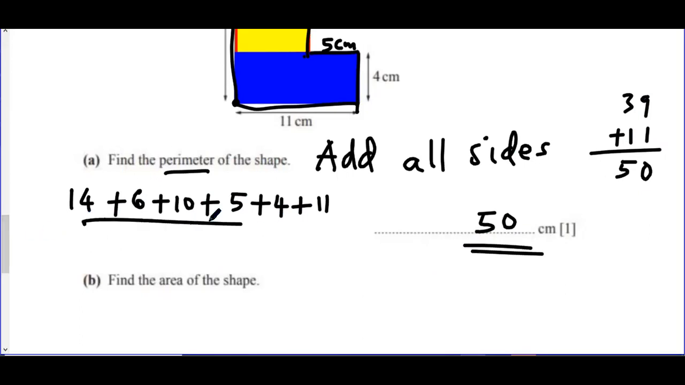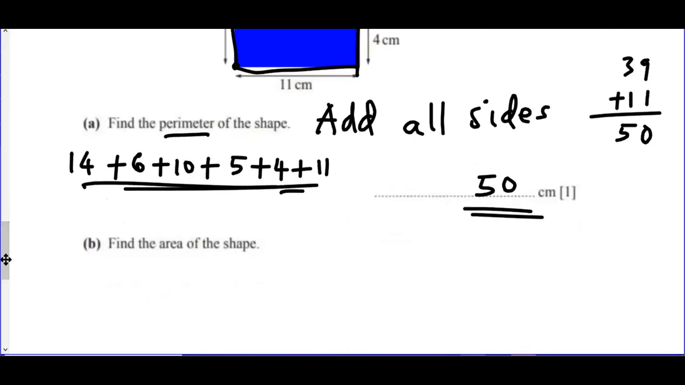But you can help me by adding this and then see if we get the same answer. Let me check again. 11 plus 4 is 15, then 20, 30, that is 50. So I guess I'm correct there.